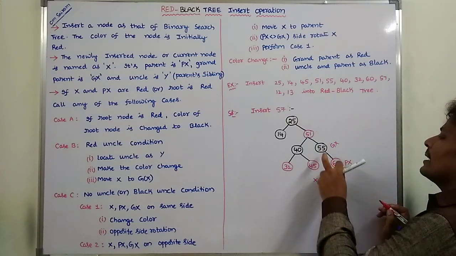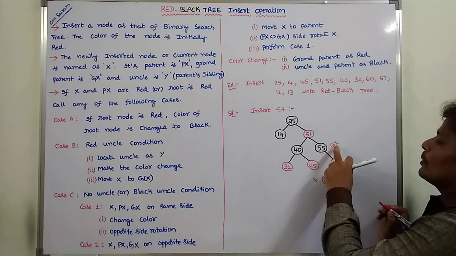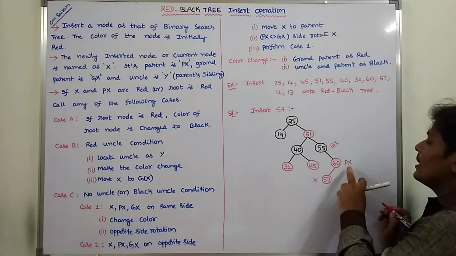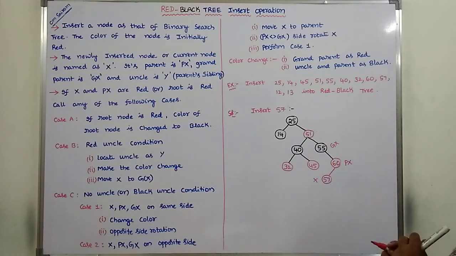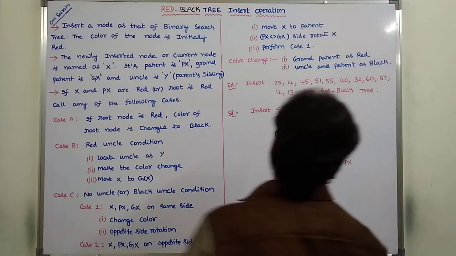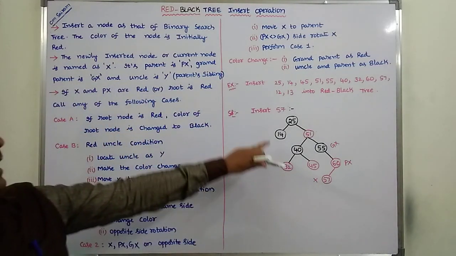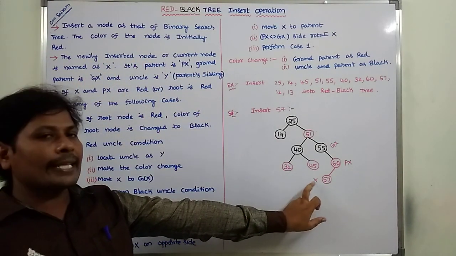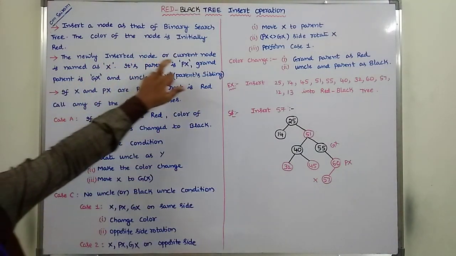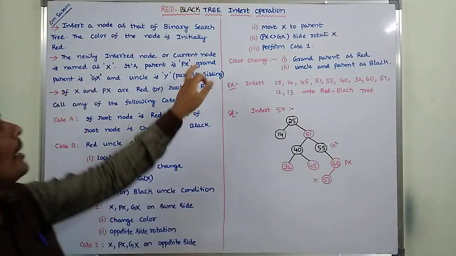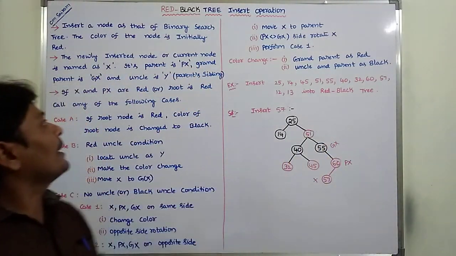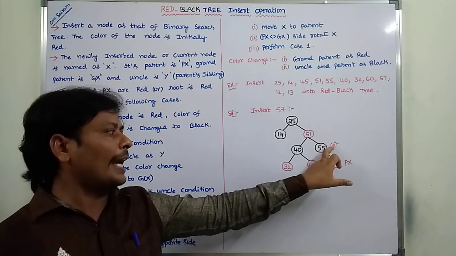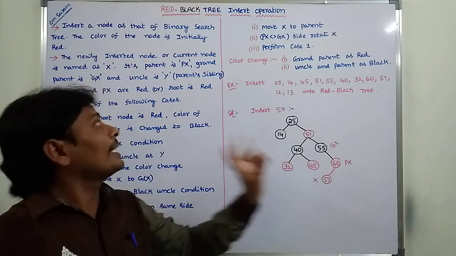Parent's sibling, here there is no node. So Gx's other child is not there, it is empty. So Px's sibling is also empty. Now we have to check whether this is a red black tree or not. The newly inserted node is X, that is 57. Its parent is Px, that is 60, and grandparent Gx, that is 55, and its uncle, the parent's sibling, is empty.